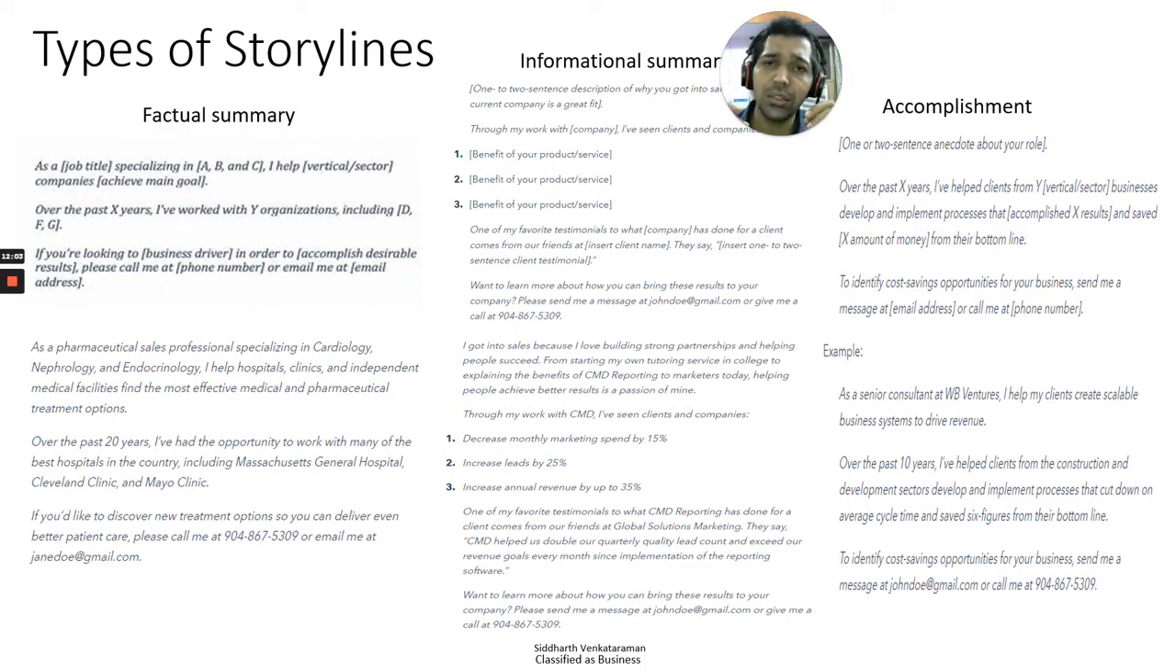Informational summary is for businesses if it's more like a small startup and you're trying to combine your personal brand and your organizational brand. The factual summary works because there you can give both facts and figures about yourself as well as what your company actually delivers. Like for example, this one is an example where they're talking about decreasing marketing spends, increasing leads. So this is about talking about some direct impact. Okay. Accomplishment is again similar to the personal motivation storyline. Again, you need to have some very, very strong story points to tell.